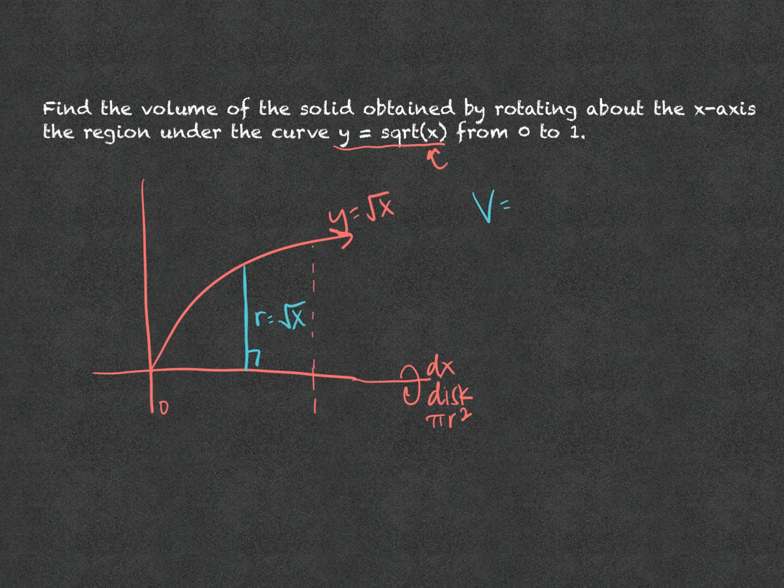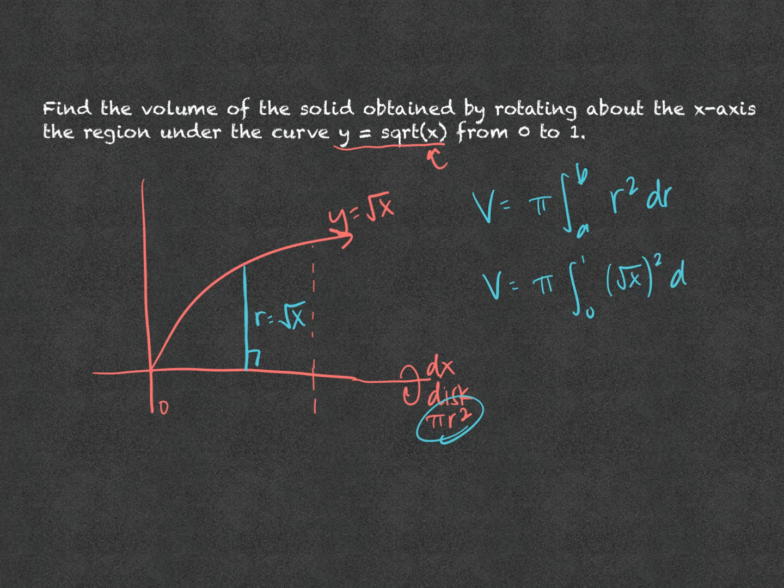So remember that in the disk method, we use pi r squared. So we're going to say volume equals pi, the integral from a to b, radius squared dr. So we're going to say pi, the integral from a to b, which is 0 to 1. The radius is the square root of x, and we're going to square that with respect to x.